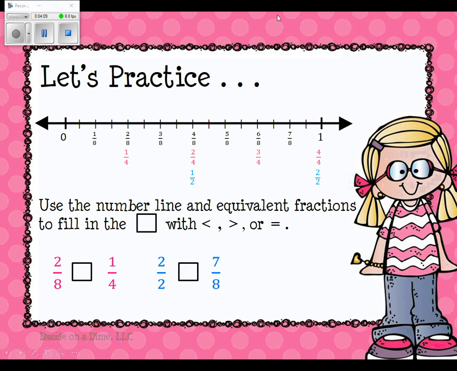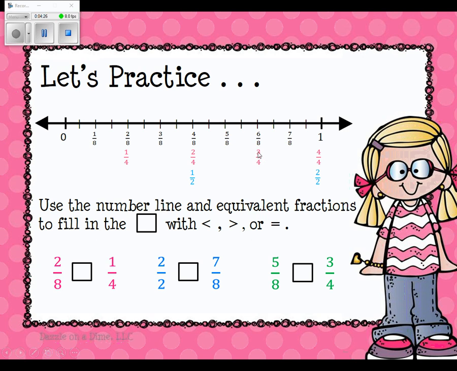2/2 and 7/8. So I have 7/8 here, and 2/2 is 1 here. So I would say 2/2 is greater than 7/8. Greater than. And one more here. 5/8. There's your 5/8 on your number line.